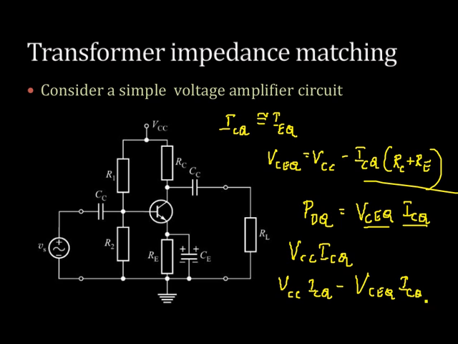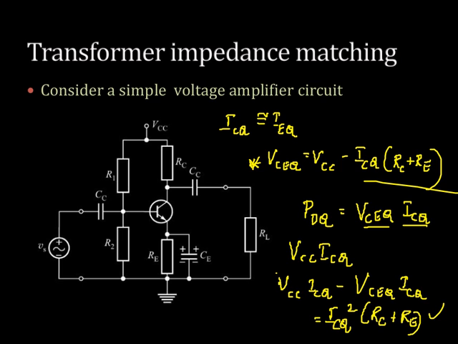What is that? We should get this difference. We can get this difference from this expression if we multiply this by ICQ. So VCC ICQ minus VCE ICQ will be nothing but ICQ square into RC plus RE. This is obtained from the first expression which we wrote. So what does this imply? This much power is getting wasted in the resistors. That is, it is simply heating the resistors RC and RE.